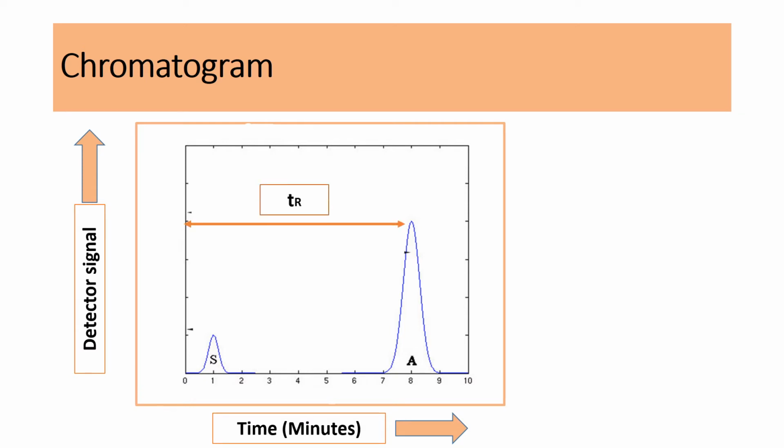Now look at this time which is indicated by TR. It is the time taken for the sample component from its point of injection to reach the detector. This is called the retention time. Let us say for this particular example, when we are studying this chromatogram, retention time is 8 minutes.